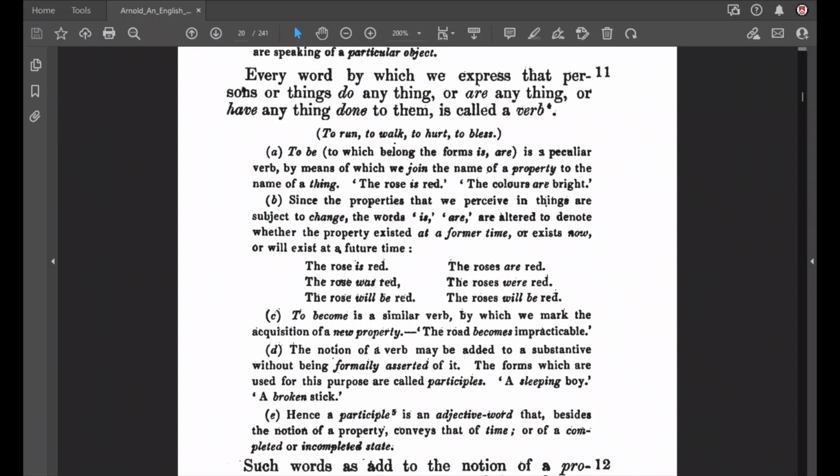Note D, the notion of a verb may be added to a substantive without being formally asserted of it. The forms which are used for this purpose are called participles. And I want you to make sure you understand that participles are a separate part of speech. Participles were mentioned under adjective nouns, and now we see participles are mentioned again under verbs, and we'll talk about why that is in a little bit.